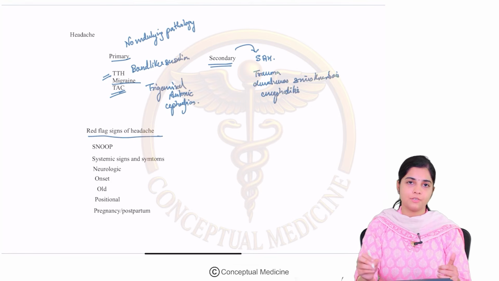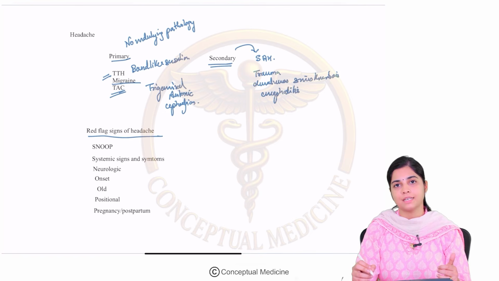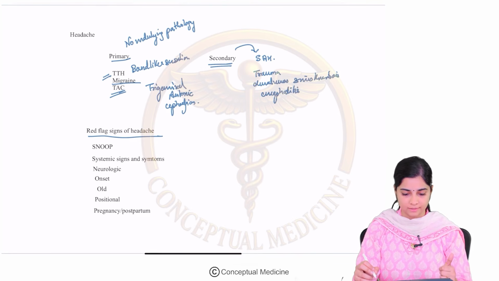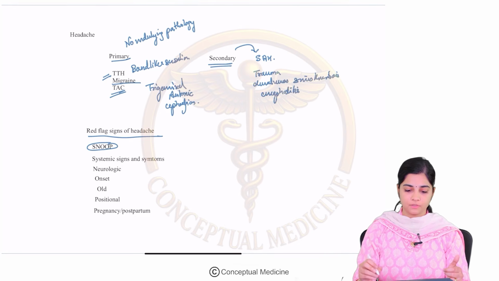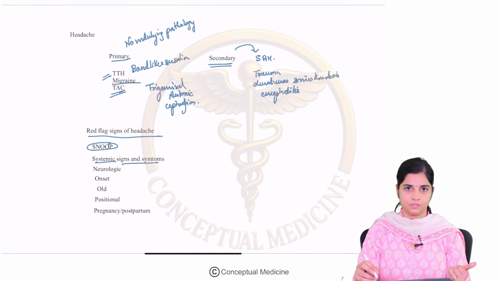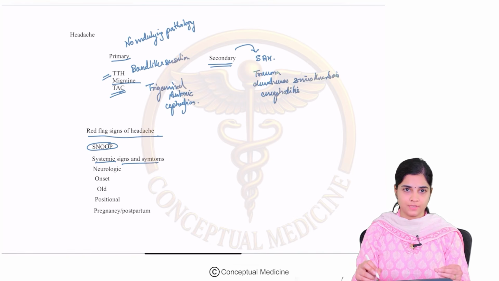Every time a patient presents with headache, there are certain red flag signs that you should be aware of. These are given by the mnemonic SNOOP. What does it mean? Always examine for systemic signs and symptoms, for example the presence of fever and neck rigidity, which points towards encephalitis. If there is a history of worst headache of life, or the presence of anisocoria, you can think of an aneurysmal SAH. History of trauma as well.